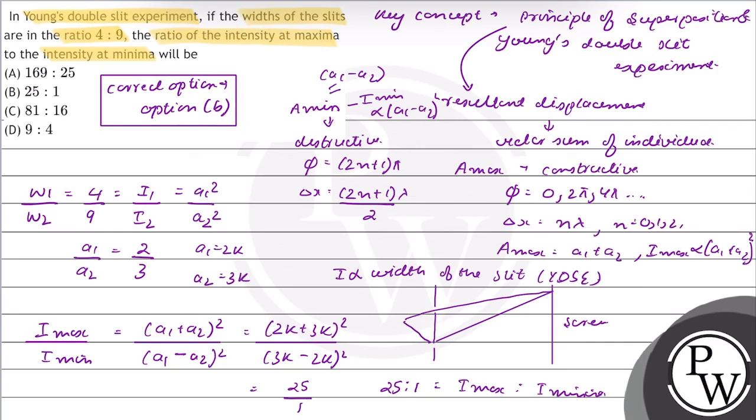So for the question, in Young's double slit experiment, if the width of the slits are in ratio 4:9, the ratio of the intensity at maxima to the intensity at minima will be 25:1.